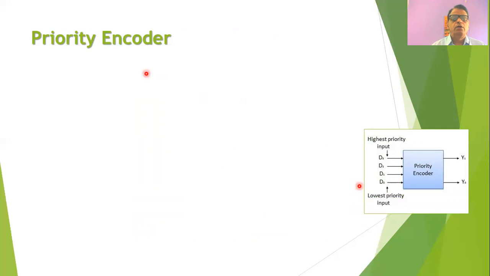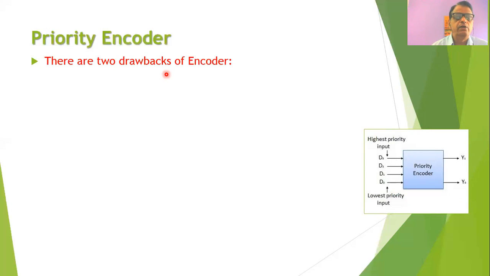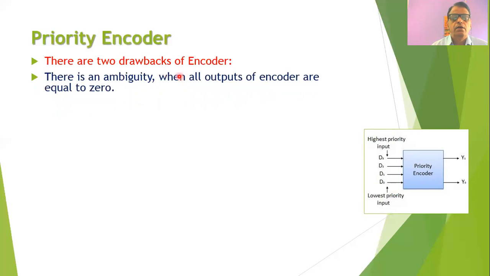Now we will go on to the discussion of the priority encoder. When we consider any encoder, one can easily find that there are certain drawbacks associated with the encoder circuit. Basically, there are two drawbacks. The first drawback is that when all the outputs of the encoder are equal to 0, there will be an ambiguity for the encoder circuit.